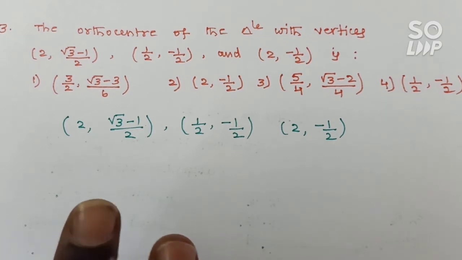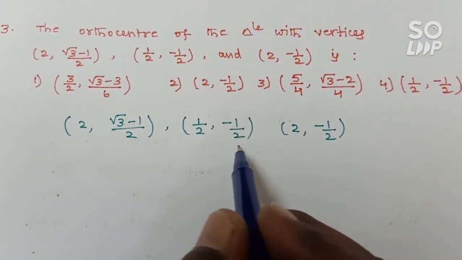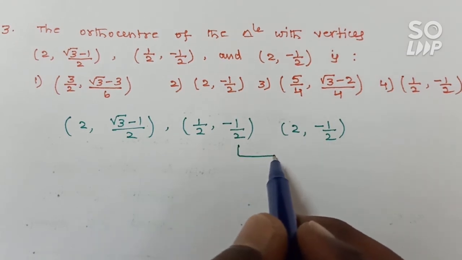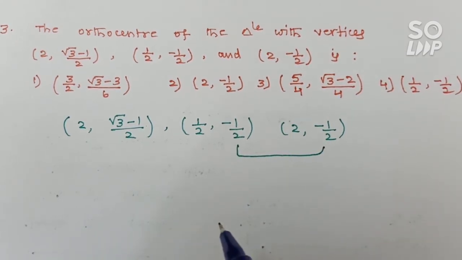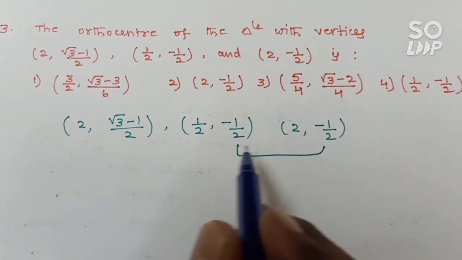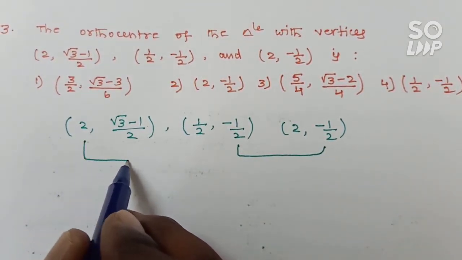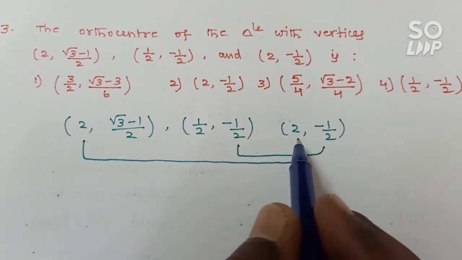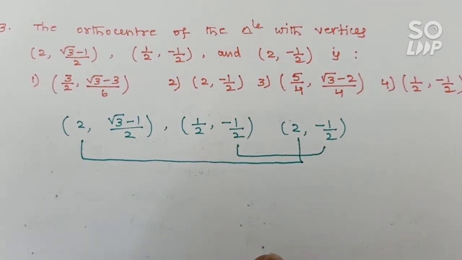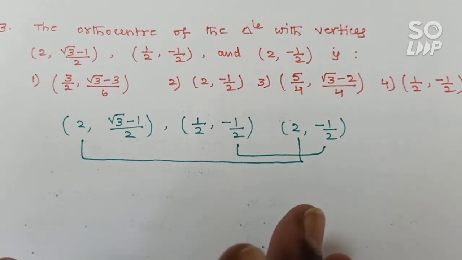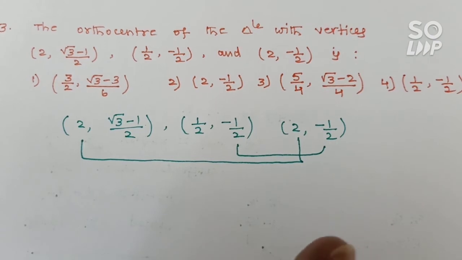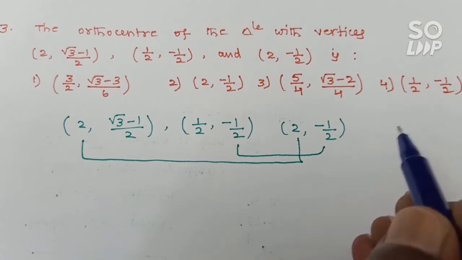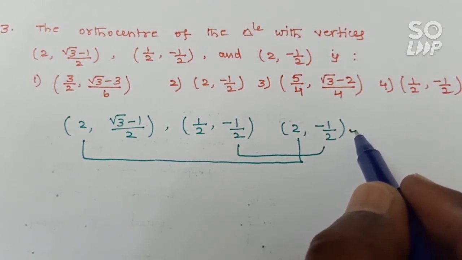Now first you observe the coordinates. Here in the second and third points, y coordinates are equal. And in the first and the last points, x coordinates are equal. So already we discussed this type of points will form a right angle triangle, but all right angle triangle vertices need not be in this form. Okay, so here what is the right angle vertex? The third point is the right angle vertex.